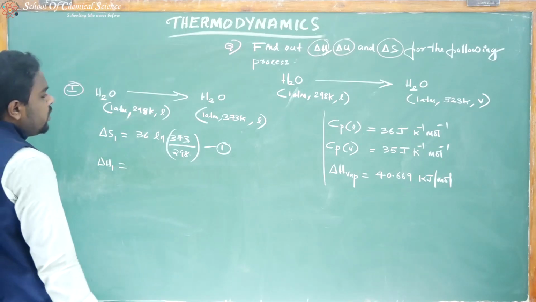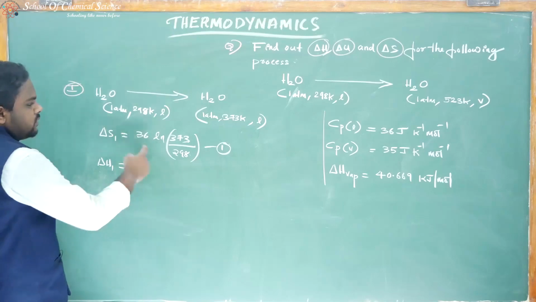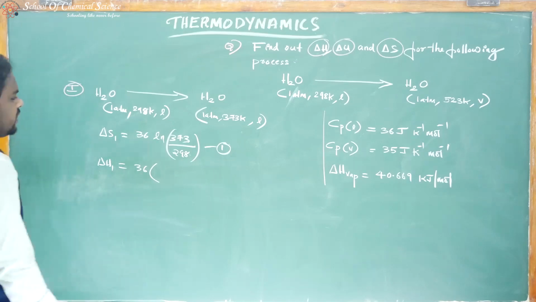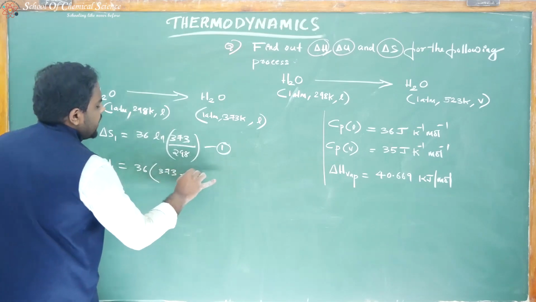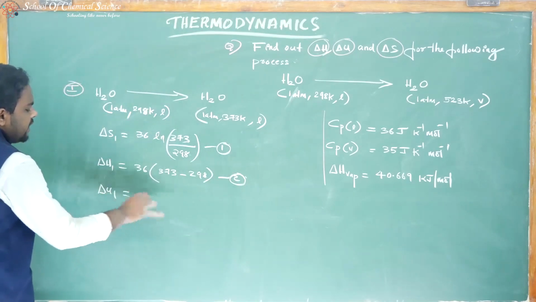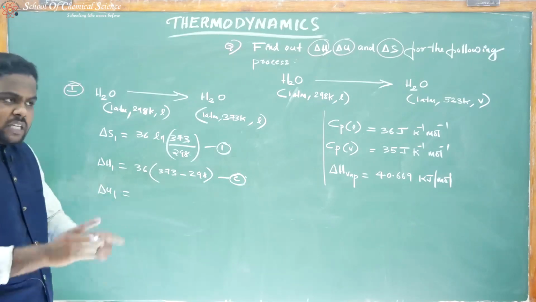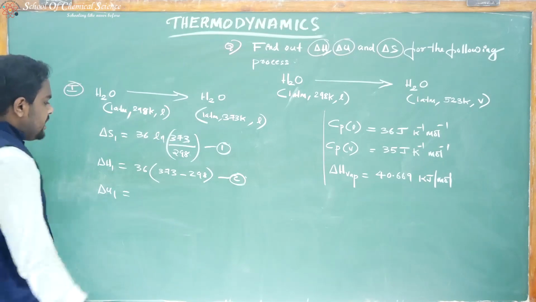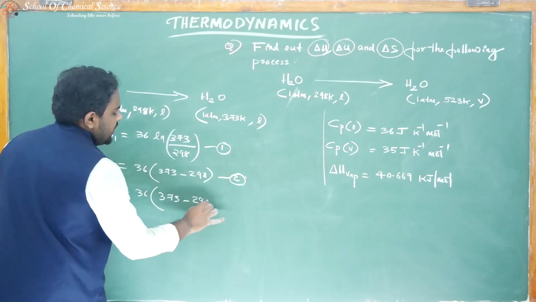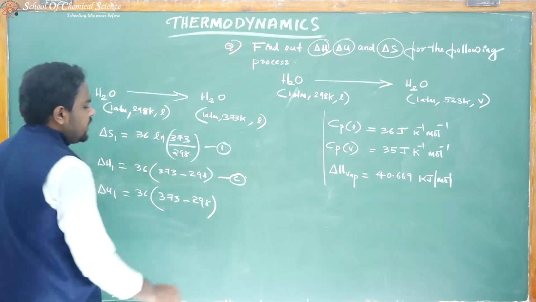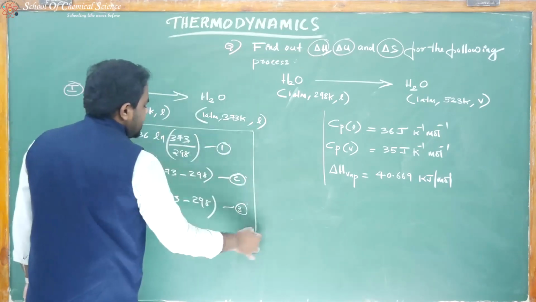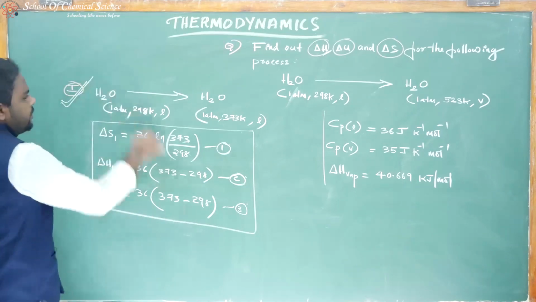Then what about the delta H1? Delta H1 is equal to Cp for liquid, 36 into T2 minus T1, that is 373 minus 298, equation number 2. Then delta U1 is equal to Cv into T2 minus T1, Cv approximately equal to Cp for liquids. So that is also equal to 36 into 373 minus 298. Here delta H1 and U1 are approximately equal. This is equation number 3. So this is the entropy change, enthalpy change and internal energy change for the first step.